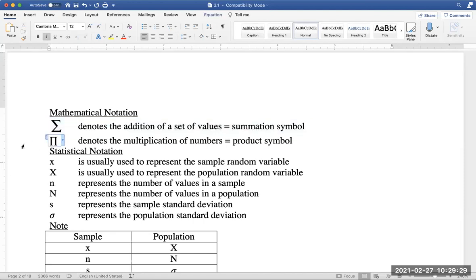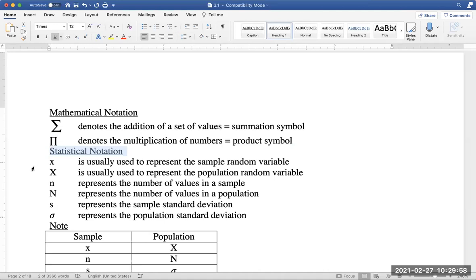the symbol, well, pi here, I guess, which is the product symbol. And so this denotes the fact that you should multiply all these numbers here. And so this is a multiplication of a whole bunch of an index set. So that's mathematical notation. Now let me give you some statistical notation.